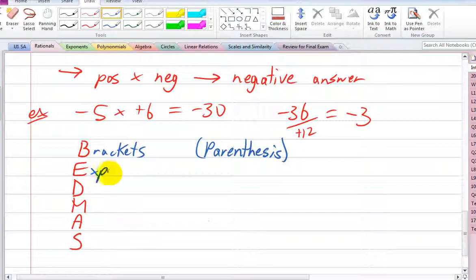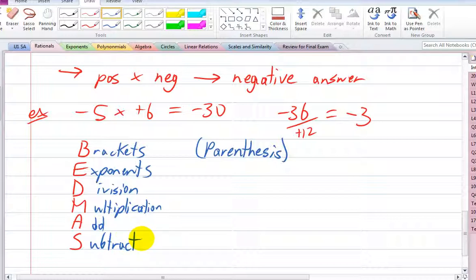Exponents. Okay, so brackets, do them first. Exponents. Division. Multiplication. Add, subtract.